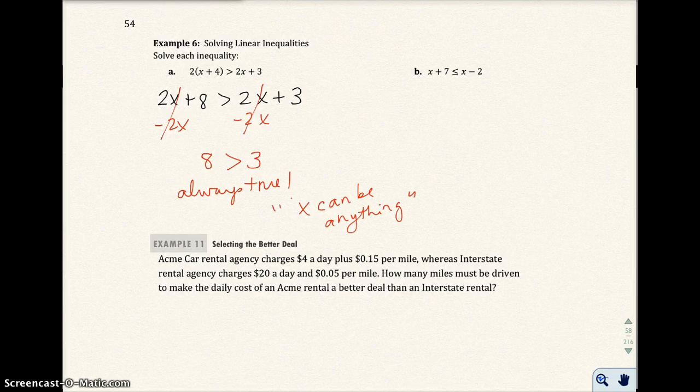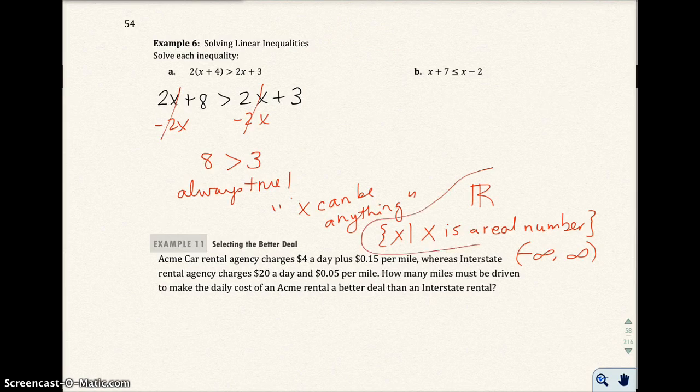So if x can be anything, what that means is the set of all x such that x is a real number would be fine. Or if you want to do interval notation, anything from negative infinity to infinity would be appropriate. And sometimes people just put this little symbol for real numbers. So these are all the solutions you can represent.